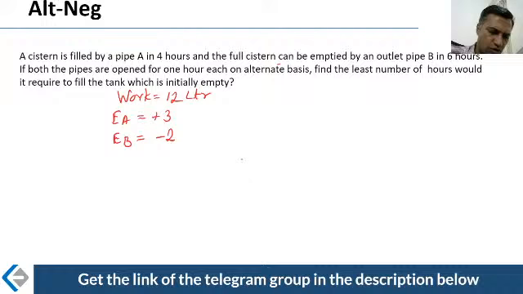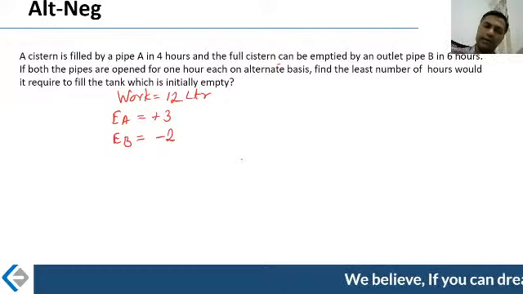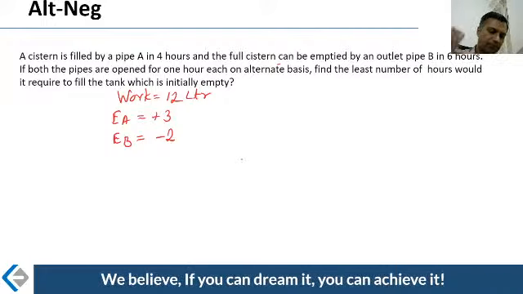You can keep it in mind also, but it's good to express it this way in case of pipes and cisterns, or pipes and tanks. It's good to express that: plus 3 and minus 2. Good. Keep that in mind. Now what is happening here?